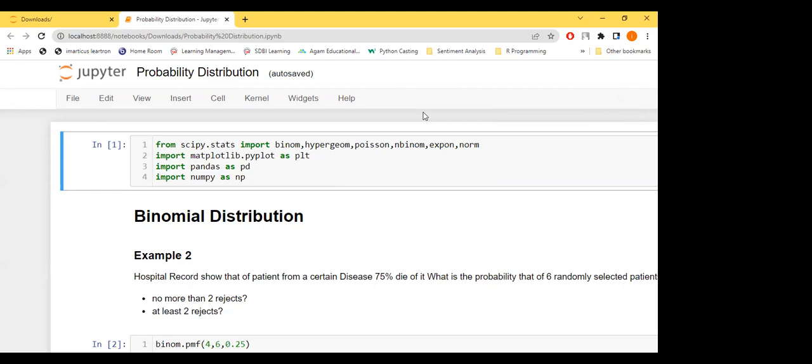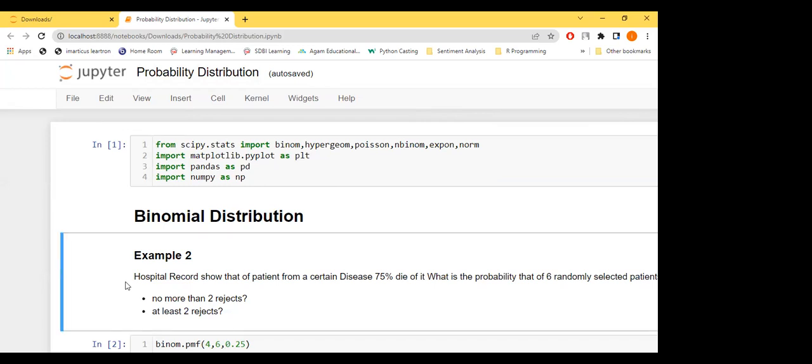What do you write? Guys, do not write this sentence. If you open binomial, same example you have solved. You just have to write the code.